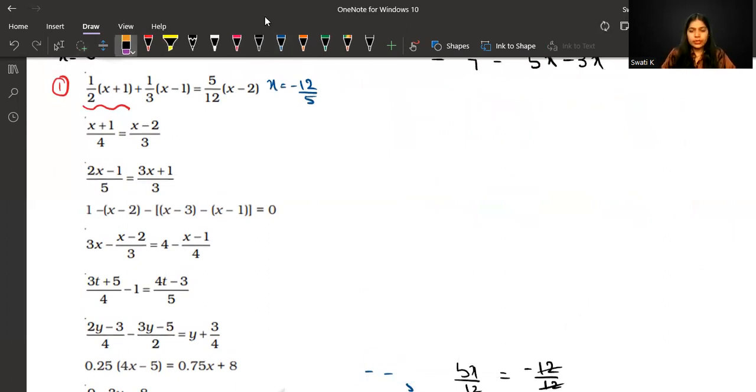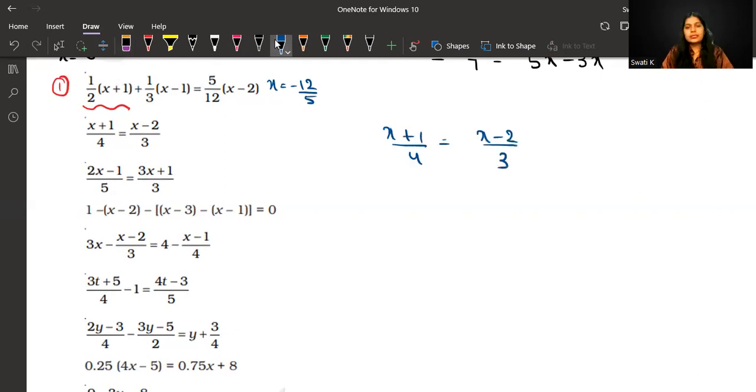Okay, so talking about the next question, it looks very simple, and it is very simple also. So let's start. We have x plus 1 by 4 equals x minus 2 by 3. The very simple and basic thing that you can do here is to use cross multiplication. So 3 times x plus 1 equals 4 times x minus 2. Of course, this will become 3x plus 3 times 1 is 3. This will become 4x minus 4 times 2 is 8.